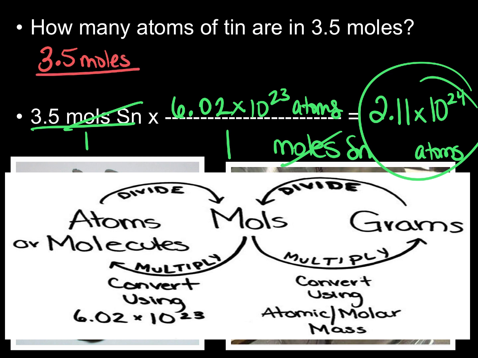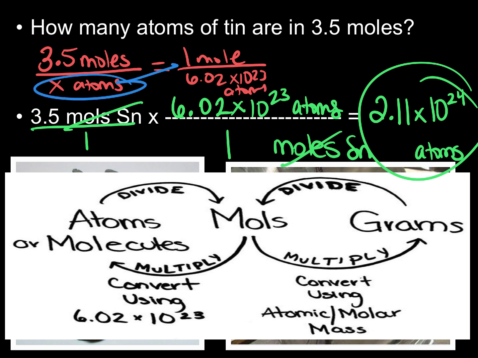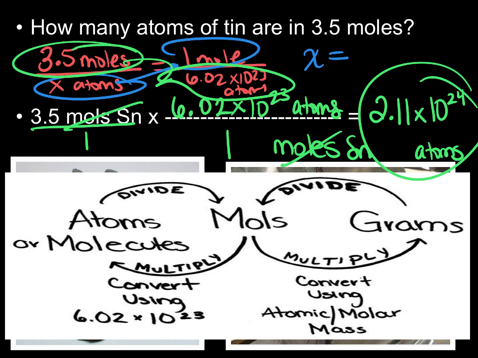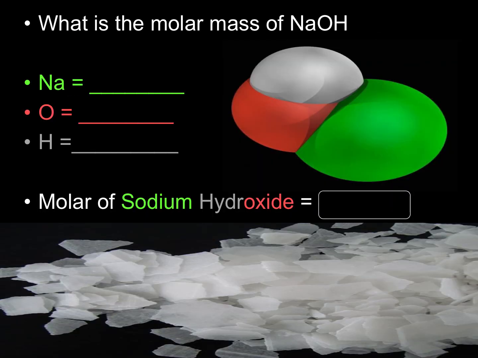3.5 moles. We don't know how many atoms. So we know that 1 mole is equal to 6.02 times 10 to the 23rd atoms. So if we go x times 1 is x, that means our number of atoms will be 3.5 times 6.02 times 10 to the 23rd, and we get the same answer. So the previous slides, we were practicing with using Avogadro's number.